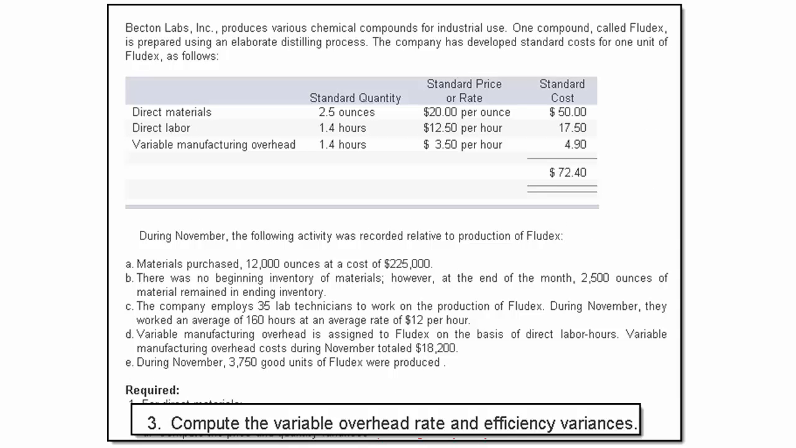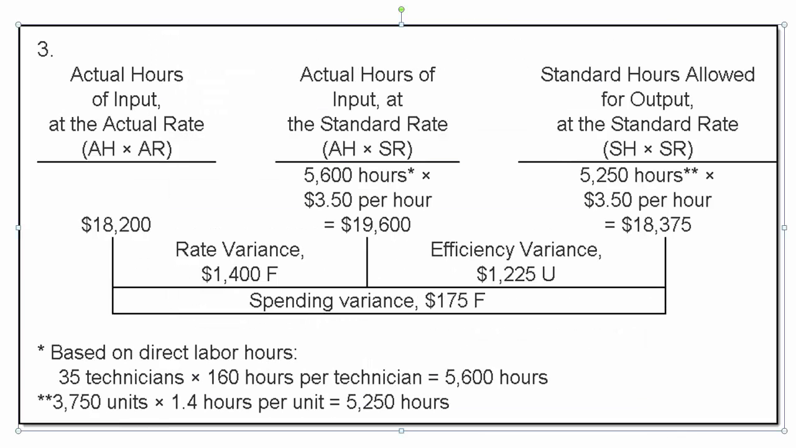Okay, now back to the problem. The third requirement says compute the variable overhead rate and efficiency variances. So we're essentially going to repeat this process, but we need to recognize that variable manufacturing overhead is applied based on direct labor hours. Okay, so here you see the solution to part 3.